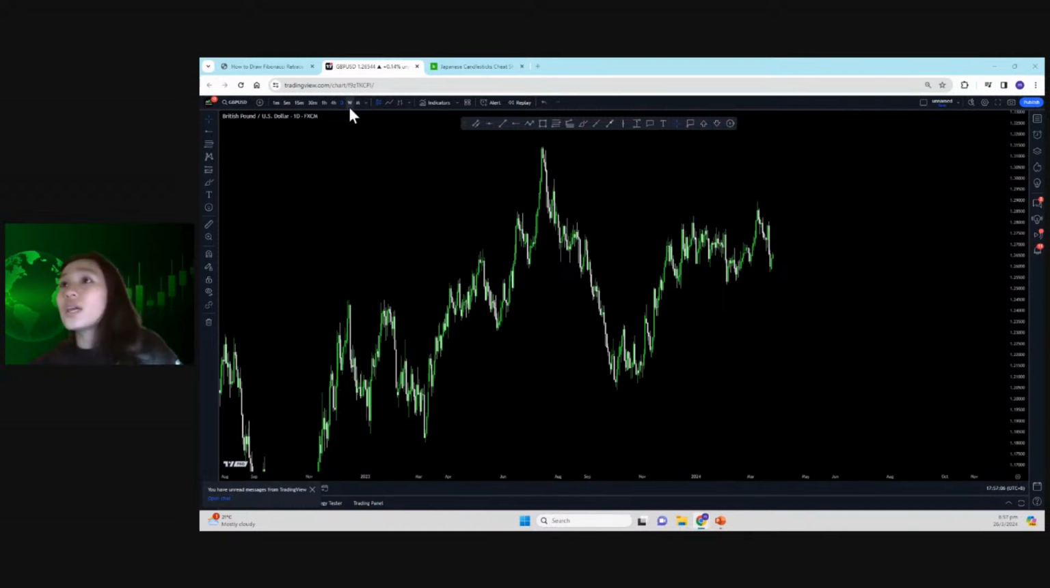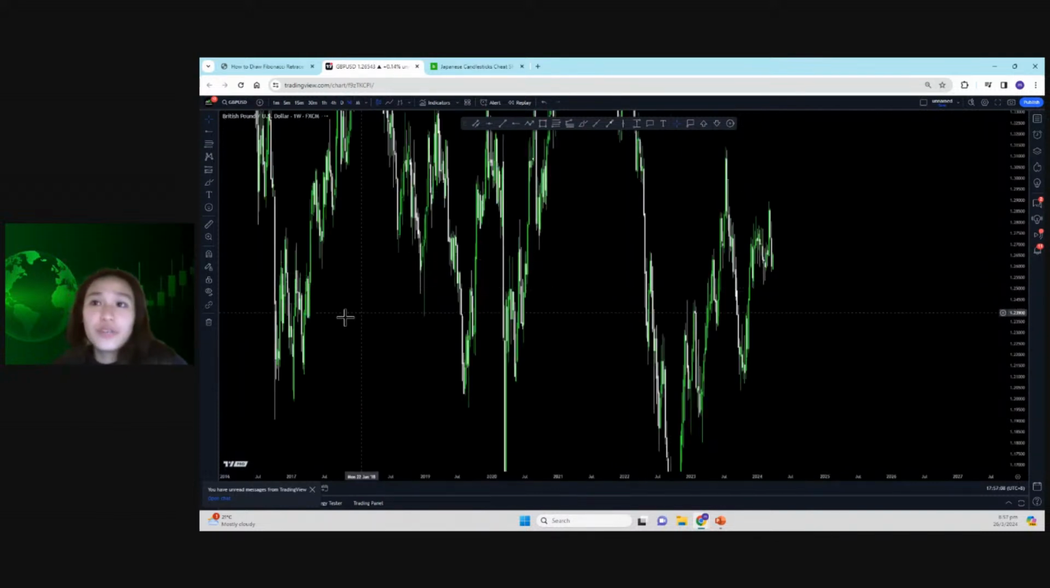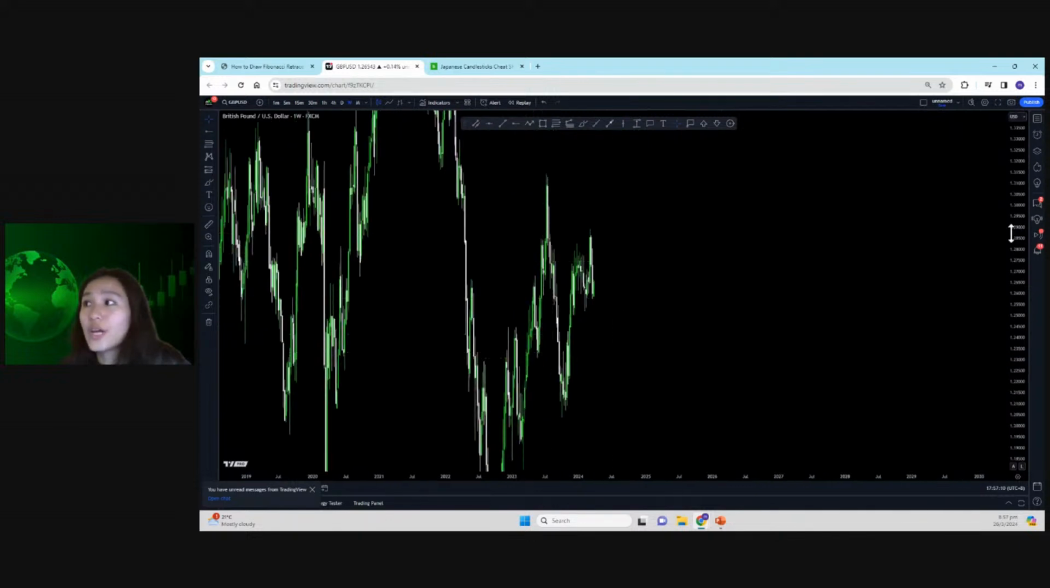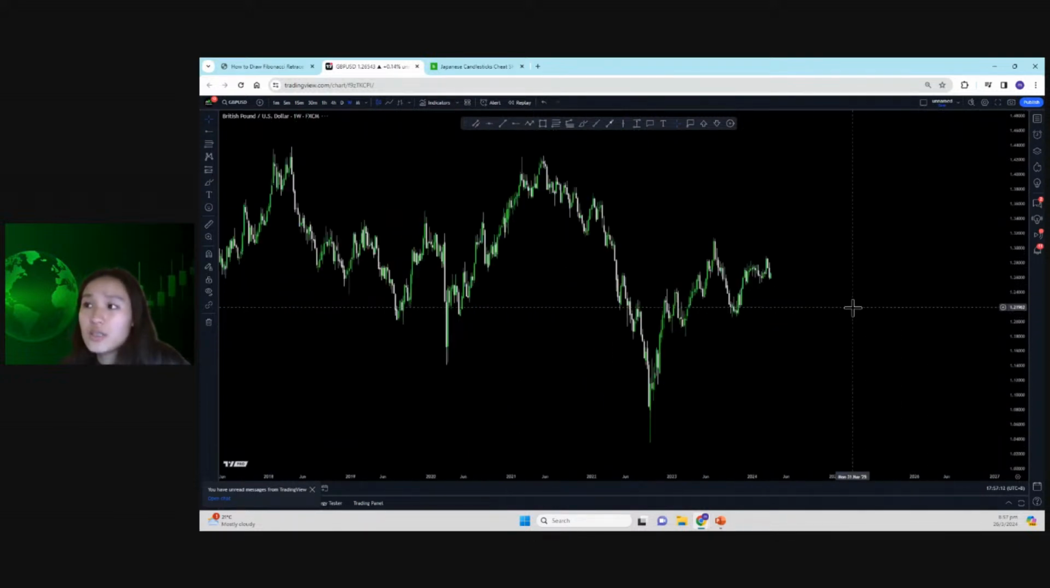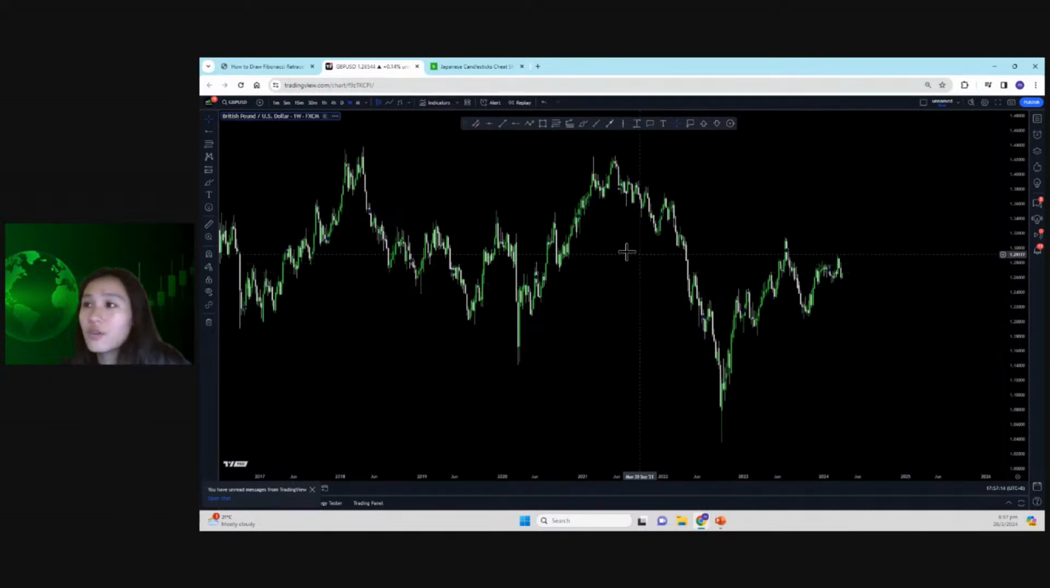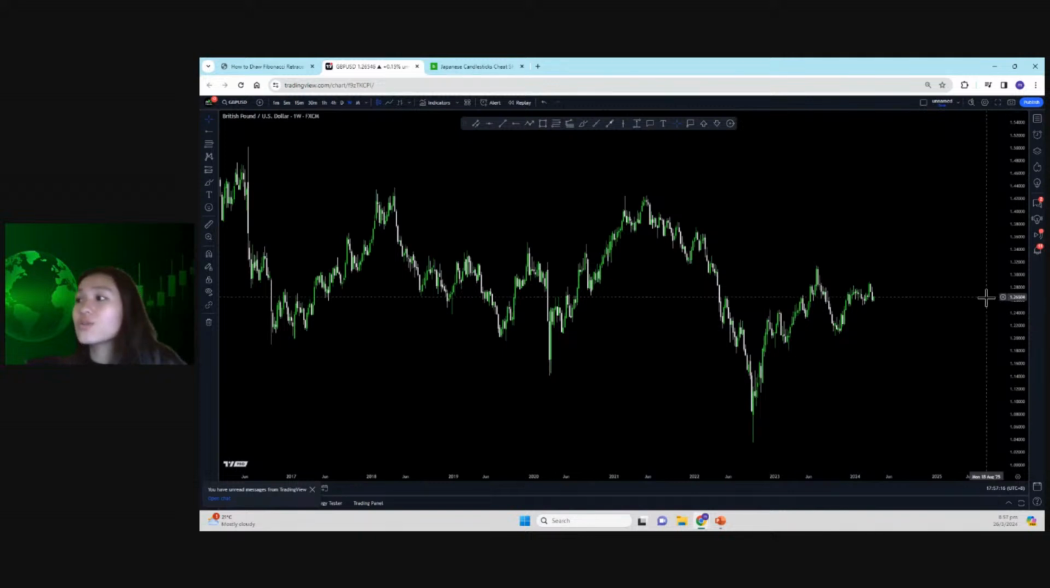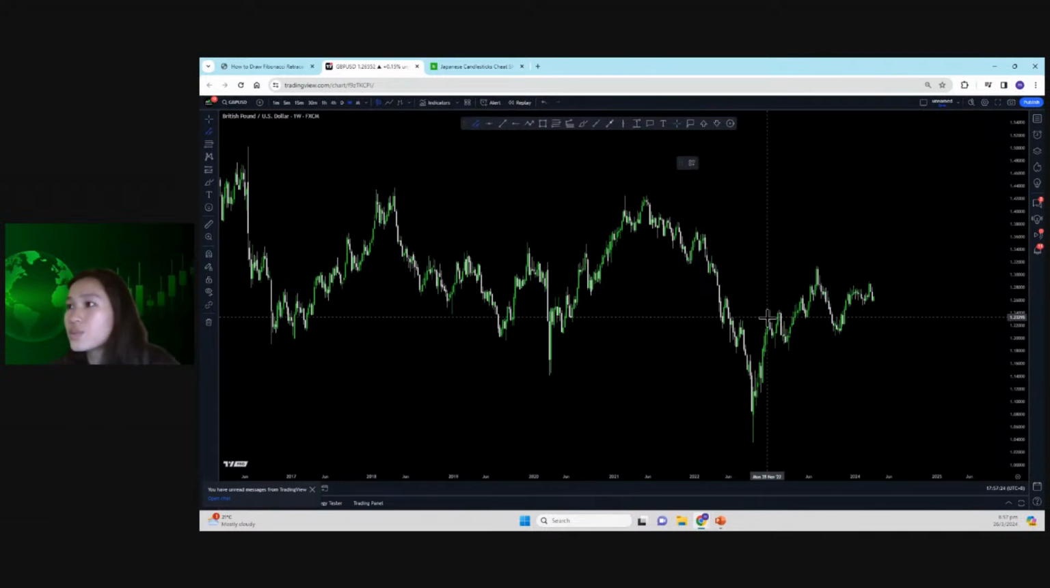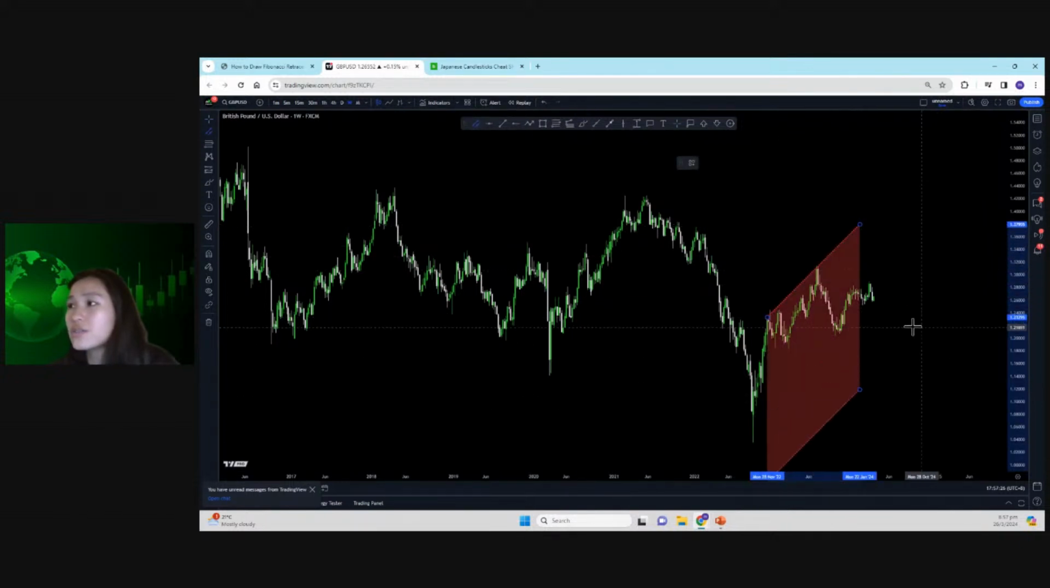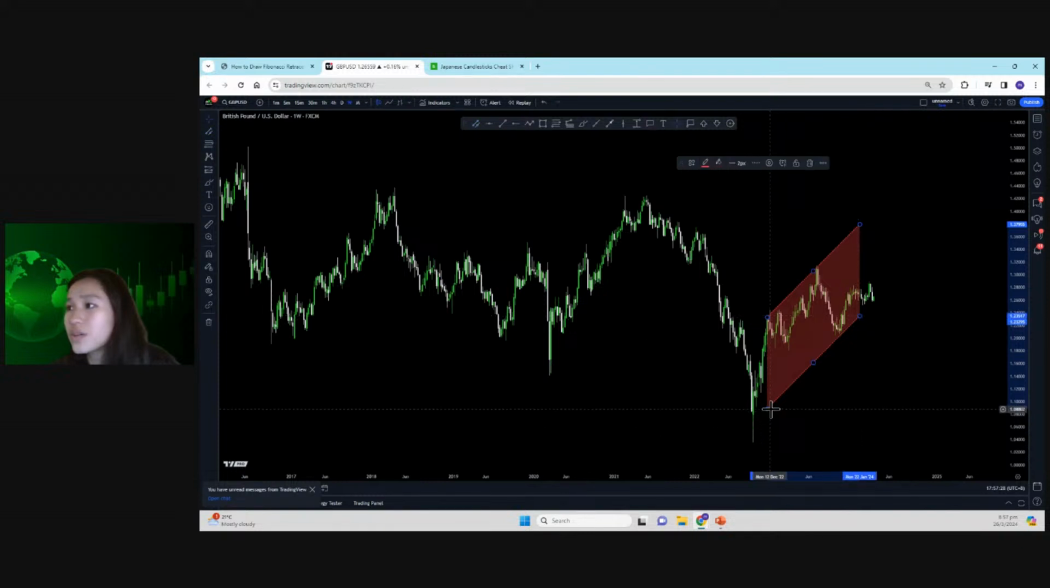Okay, so I like to start off with the higher time frames so that we get an idea of where prices are headed towards and the general direction of price. So for pound dollar, you can see price is kind of moving upwards. Okay, it's moving in this ascending trend channel. I think we have a trend channel.